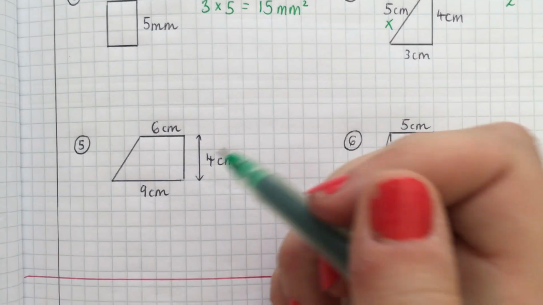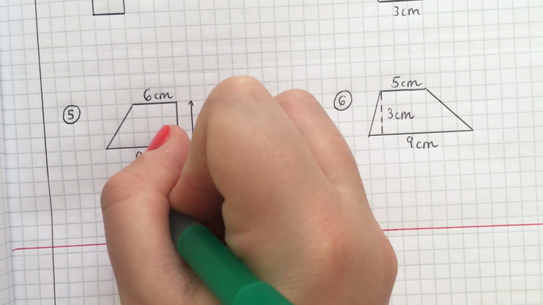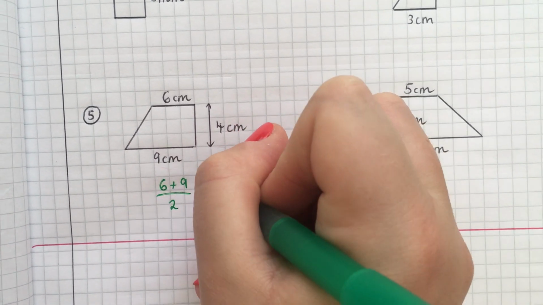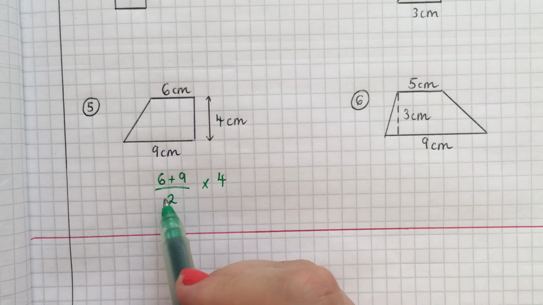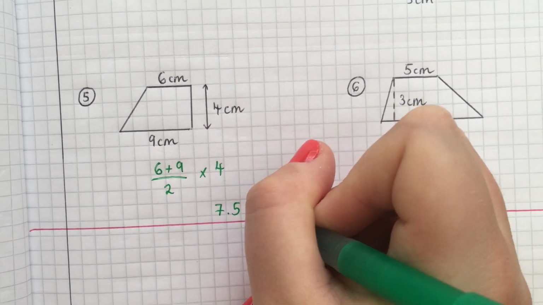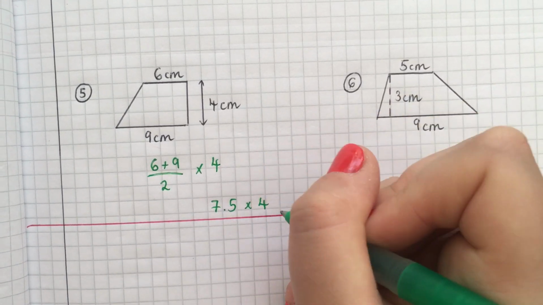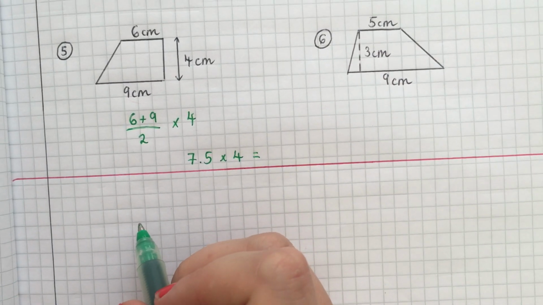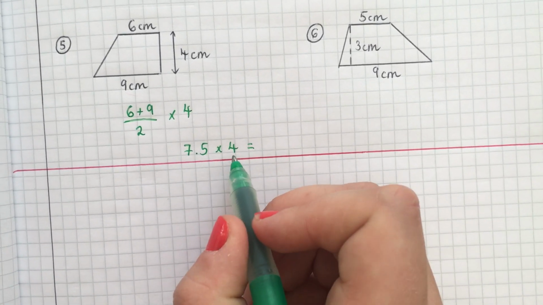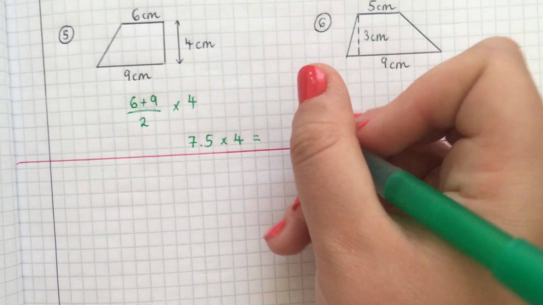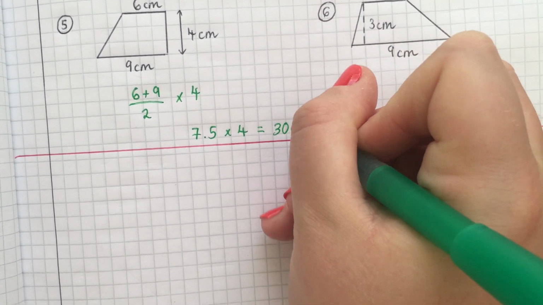Number 5, that's a trapezium. So we need to do 6 add 9 divided by 2. And then we times it by the height of 4. So 6 add 9 is 15, divided by 2 is 7.5. And then we're going to do 7.5 times 4. So again, you can use a calculator to do that. And you do 7 times 4, you get 28. And half times 4 is 2, add it together, 30 centimetres squared.